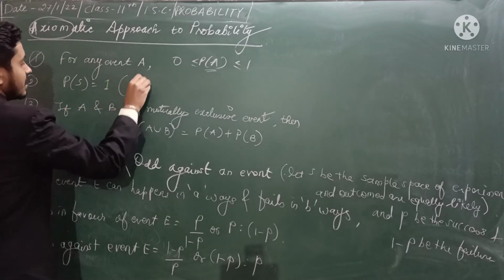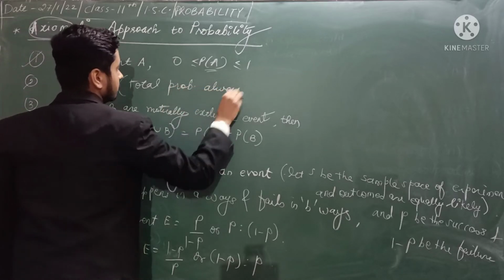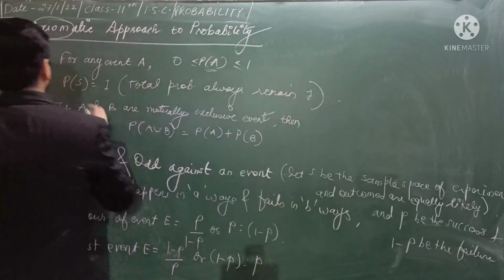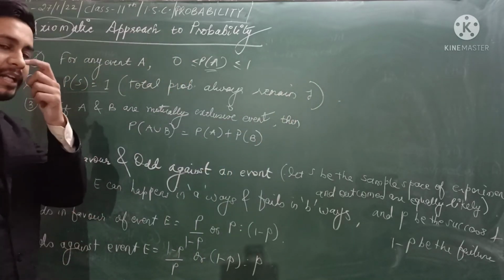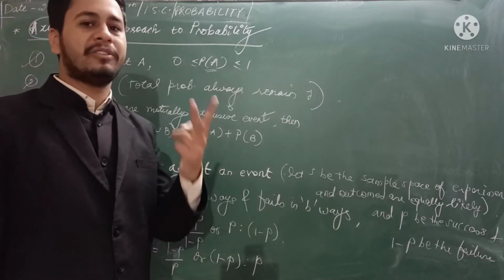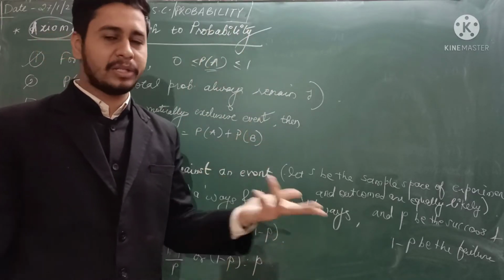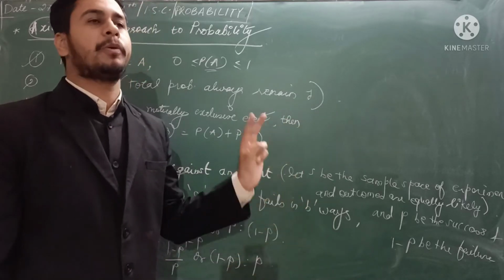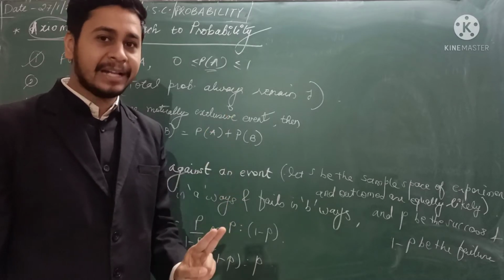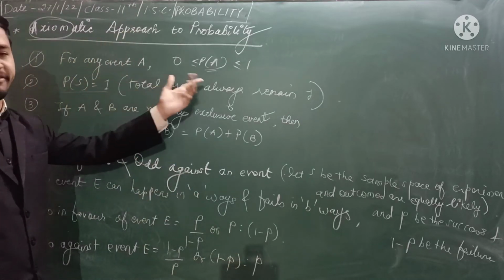You can understand this in such a way that the total probability always remains 1. For example, if you toss a coin and you define 2 events, probability of getting head and probability of getting tail, and these two events can only be in that experiment, the probability of heads will be half, probability of tail will also be half, and if you add them, the total probability is equal to 1. That is what this axiom defines.